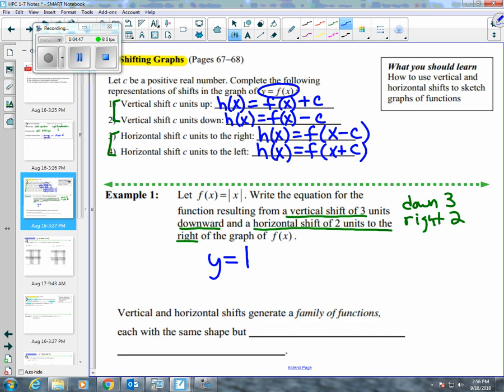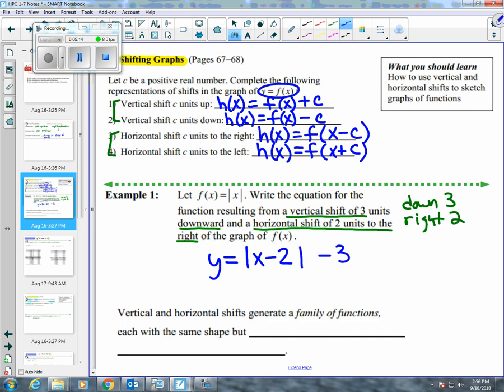My parent graph is absolute value of x. So here's what I want to do. I want to see if I can make it go down. That's on the outside at the end, subtract 3. That's going to take everything in my function and move it down 3. To go right 2, that's the horizontal shift that's in with the x. My distance from 0 needs to be 2. So x minus 2 on the inside. We're going to graph this and double check and see if we're accurate.